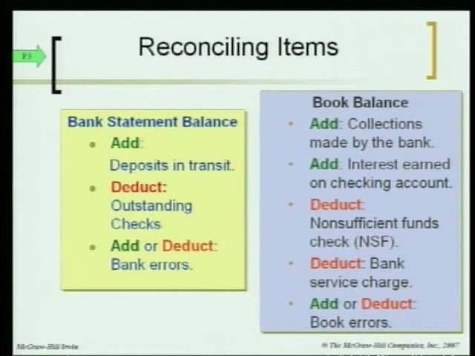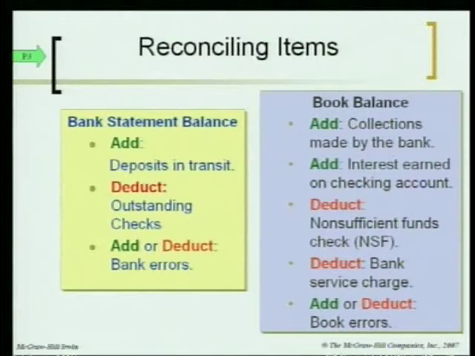Okay. What about things that the bank knows about that we don't know about on our books? Well, those things could be like collections made by the bank. Every now and then a bank will act as a collector of notes receivable, and we usually have to pay a small fee for that. But that's something we have to add to the book side. A lot of times you get some interest on your account. You get some extra credit to your account. And a lot of times you don't find out about that until you actually get your bank statement. So that's something we have to add to the book balance.